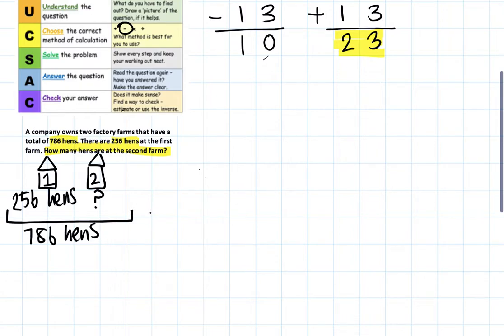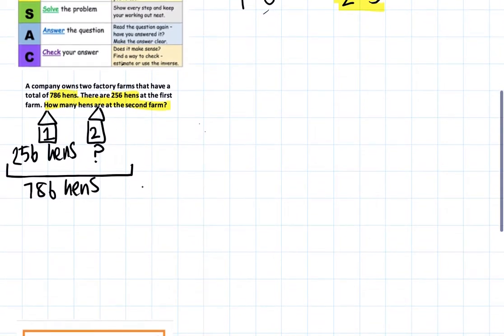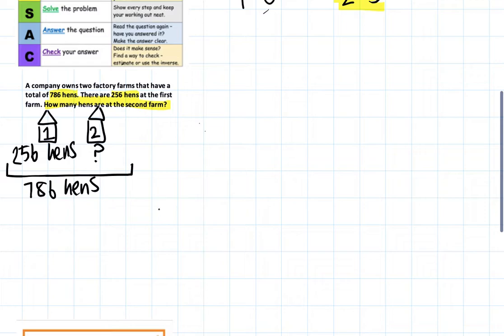So are we adding or taking away? That's right. We are, once again, taking away. Alright, we've accidentally moved on to the next method. C. Choose the correct method of calculation, and we've chosen subtraction. Excellent. Let's move on to the next one. S. Solve the problem. Show every step and keep your working out neat. Alright. You can choose to pause the video here and try to solve this yourself. Okay, and once you've solved the problem, you can replay and see if you've gotten the correct answer. Alright, so pause the video now if you'd like to have a go by yourself.